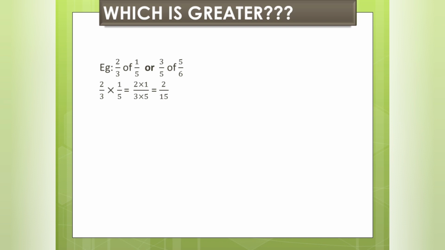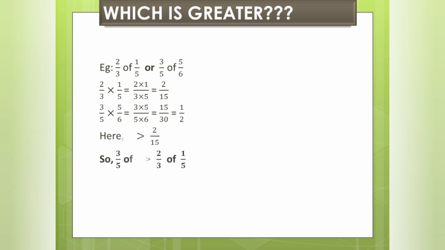Okay. Now let us take the second pair of fractions, 3/5 multiplied by 5/6. 3 5s are 15, 5 6s are 30. So 15/30 we can convert into the lowest form 1/2. That means 15 1s are 15, 15 2s are 30. So 1/2. So just see that first of all we got 2/15 and second we got 1/2.